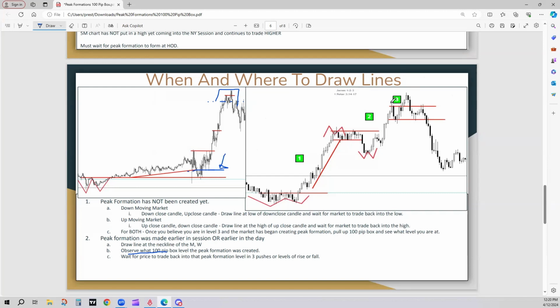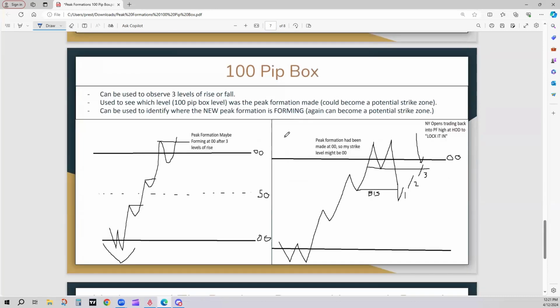Same thing over here. If I draw my line, because I believe I'm about to go into level 3 and they put in a middle structure, I can look and see where the 100 pip box has the potential for that peak formation to be made. And then they make it at that level. Okay, well, that might give me a strike level to be getting in. And then as the market pulls away, for me to add in as necessary. I know these are some really crude paint drawings. I am not a very artistic fella, but it's still a decent representation.